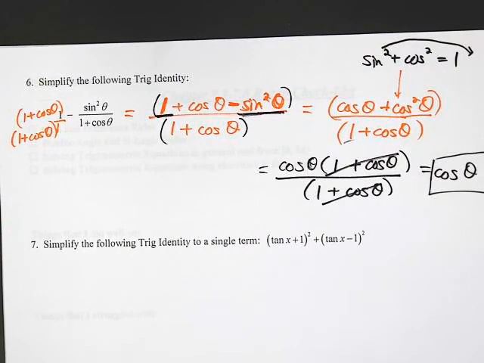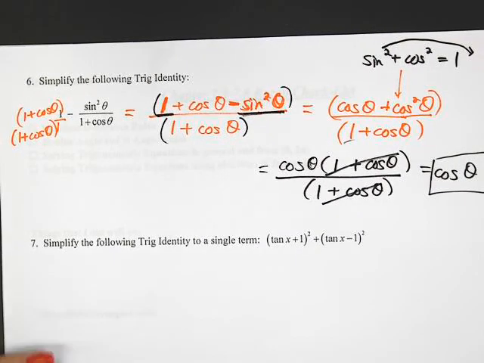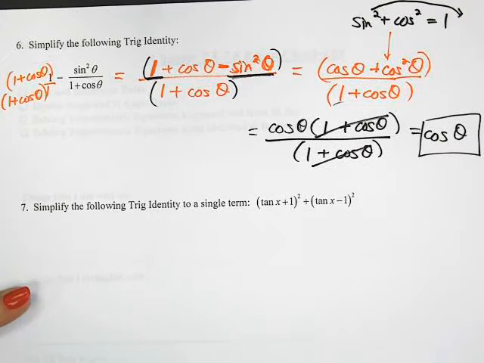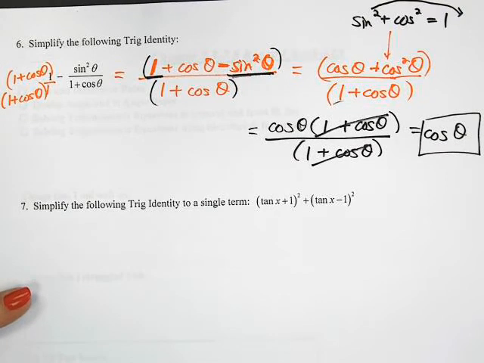Don't be afraid to try different things. Number 7. Simplify the following trig identity.